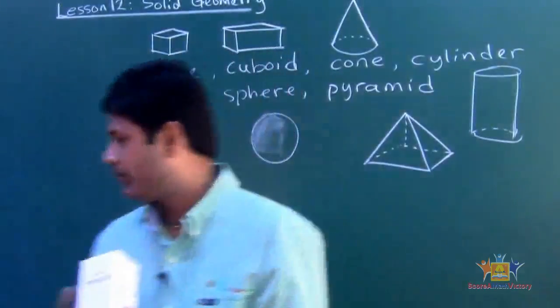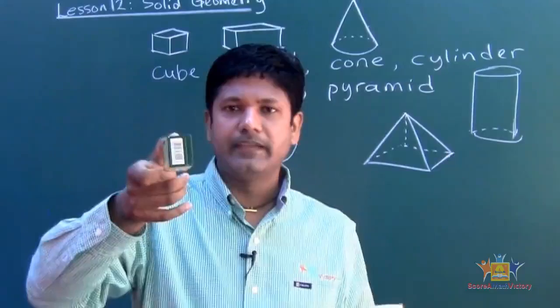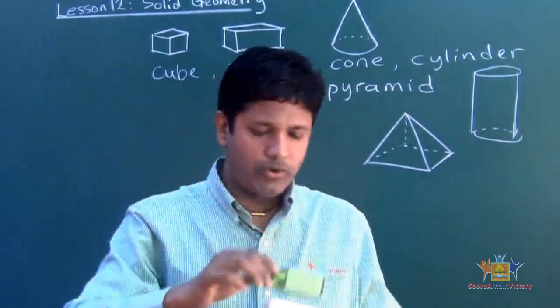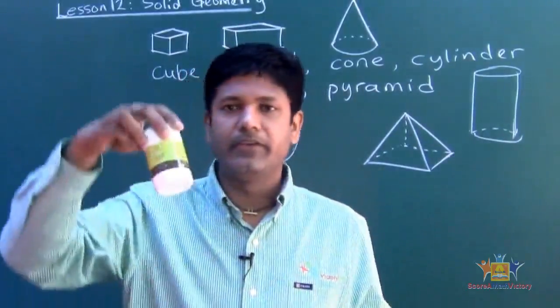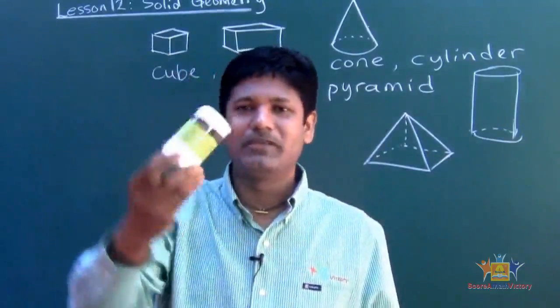Okay? So another example is this one right here. This is also a cuboid. See that? It has a rectangle on the edge. Okay? So see that this is a cuboid. And then now let's look at some cylinders. Look at the cylinders. It's a medicine bottle, alright? It's a cylinder shape, okay?